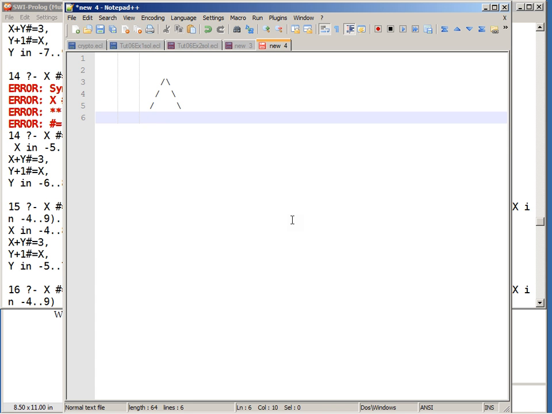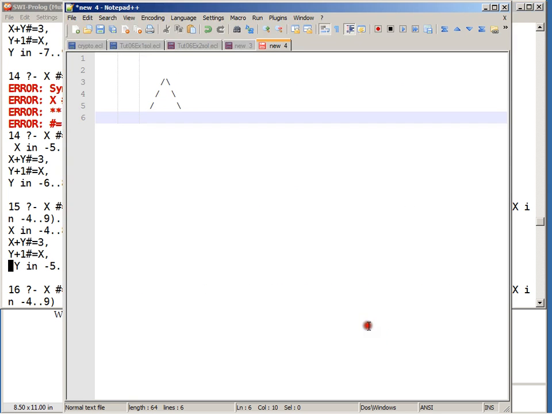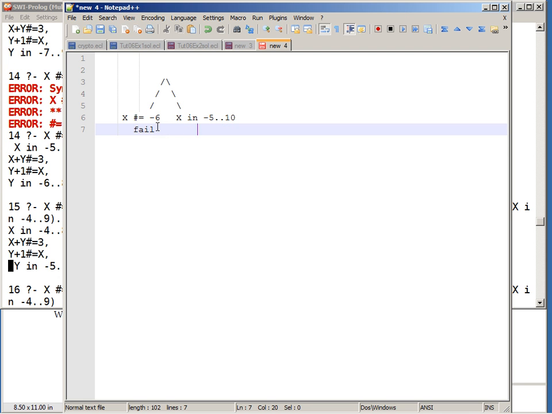So here, what choice did we make first? The first choice was minus 6 and 5 to 10. So x is assigned, or bound to the value minus 6. That's the correct terminology. And x in minus 5 to 10, we said initially. This one fails, and we go here, and we have 2 more branches.